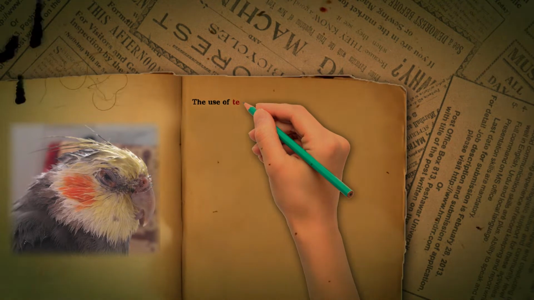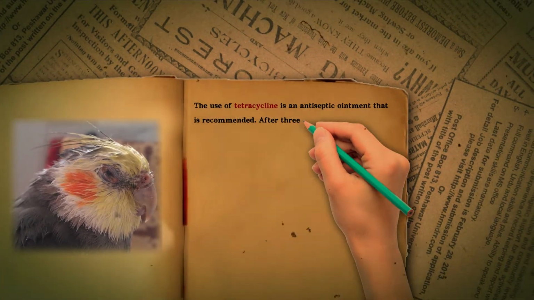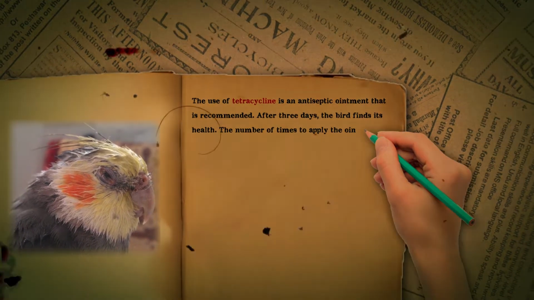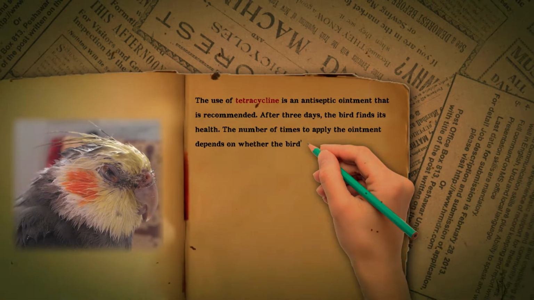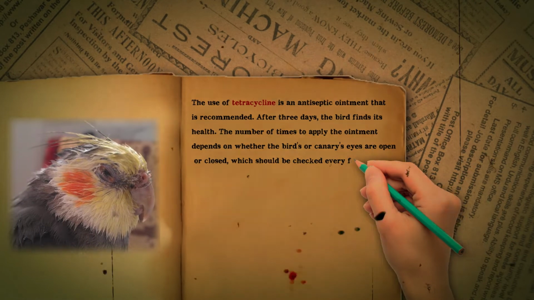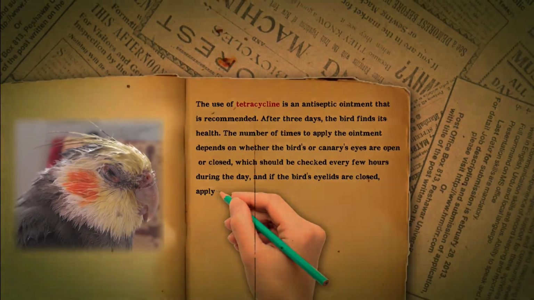The use of tetracycline, an antiseptic ointment, is recommended. After 3 days, the bird regains its health. The number of times to apply the ointment depends on whether the bird's or canary's eyes are open or closed, which should be checked every few hours during the day, and if the bird's eyelids are closed, apply the ointment again.